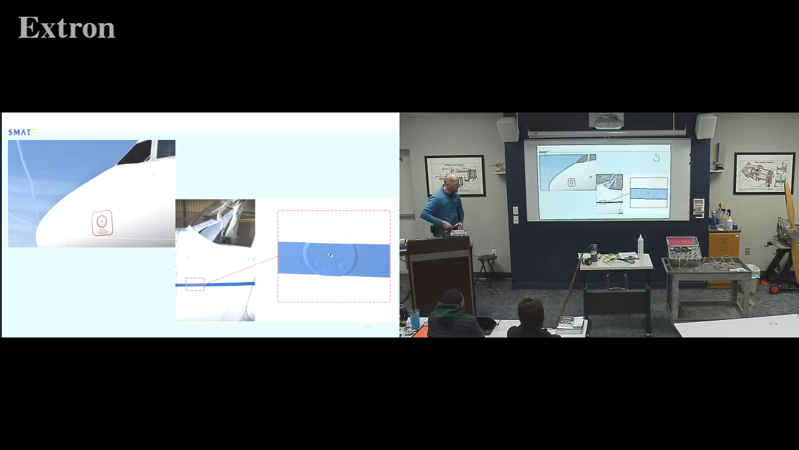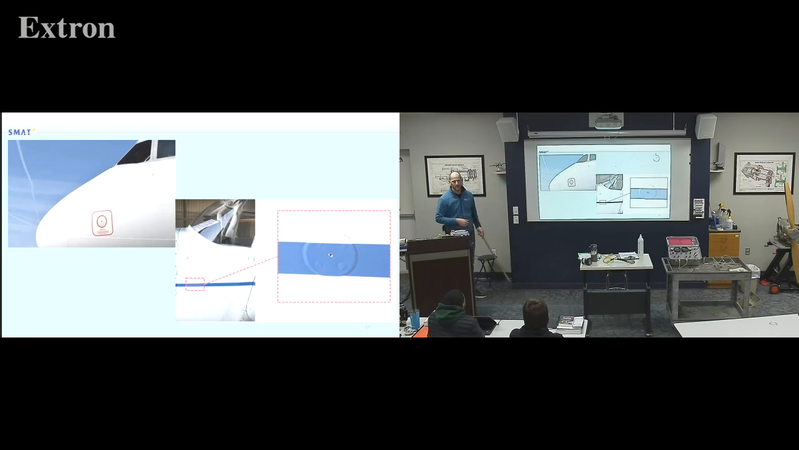The static ports on jets are usually very well labeled, because they don't want you spraying anti-ice in them. You don't want to take a pressure washer. If you remember from that class, washing aircraft, you wouldn't want to take a hose. Well, on our small aircraft, usually they're not very well labeled. This one, they put it right in a stripe. Talk about hard to see. So anytime you're washing aircraft, be careful. But also, look carefully. Most aircraft are going to have one on both sides.